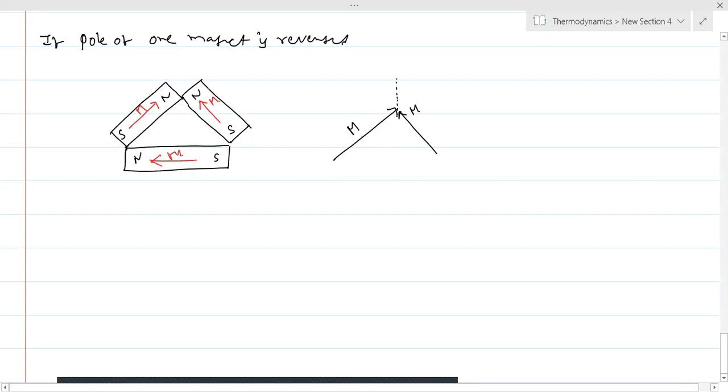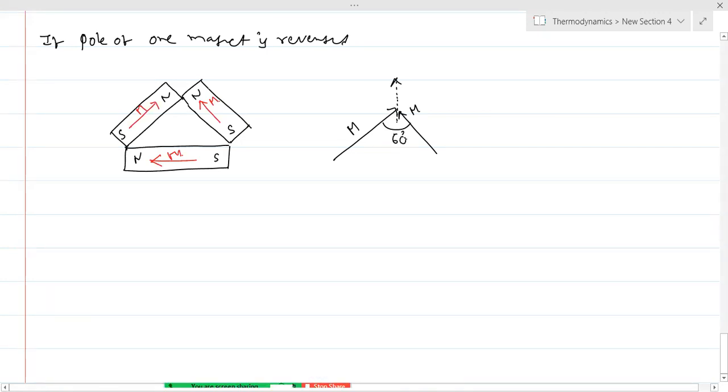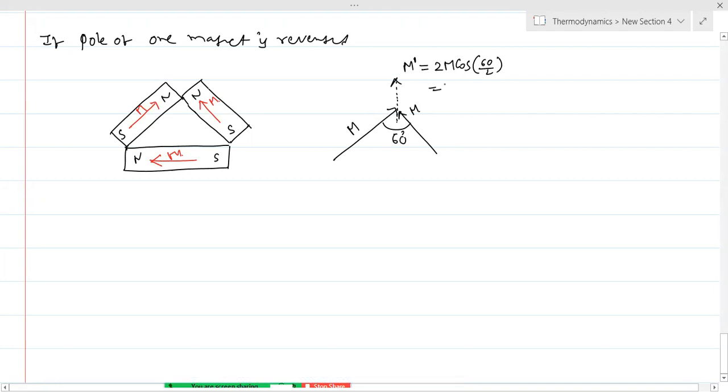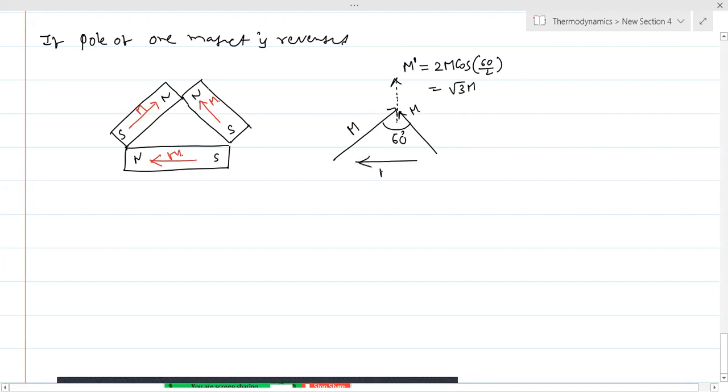So let us take M and M. They are making an angle of 60 degrees. So we get M dash equivalent to, we are taking the resultant of these two only. Addition of two equal vectors is 2M into cos of 60 by 2, that is equal to 2M into cos 30, which means root 3 M. And in addition to this, we have the bottom one, that is M.